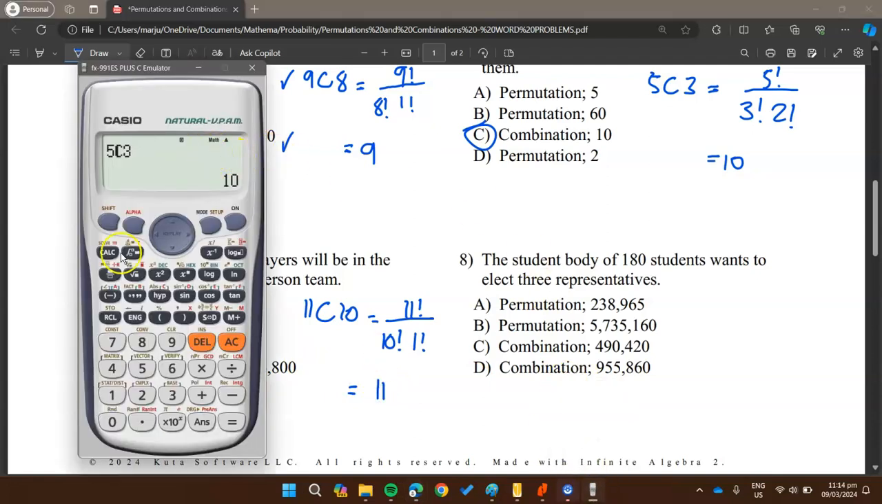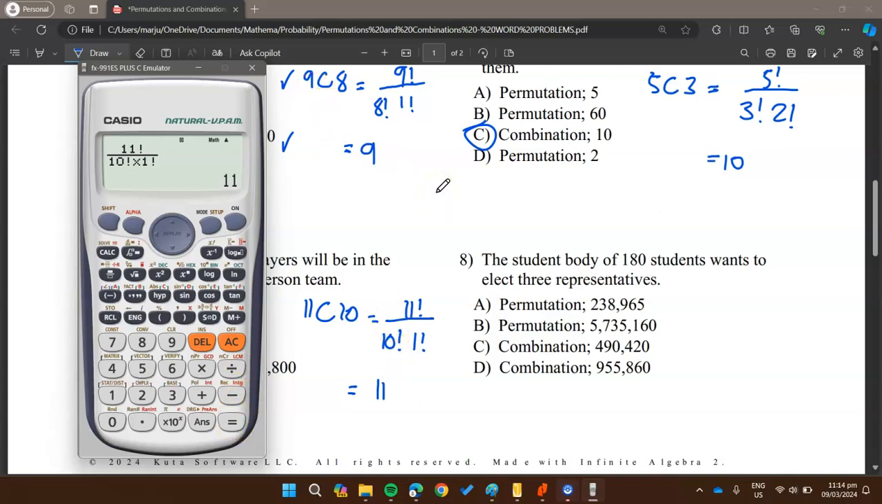Let's try to check. We have, this is 11 choose 10. Right, so that's 11. Or you can also do it this way. 11 factorial over 10 factorial times 1 factorial, which is just equal to 1. Alright, that's 11.